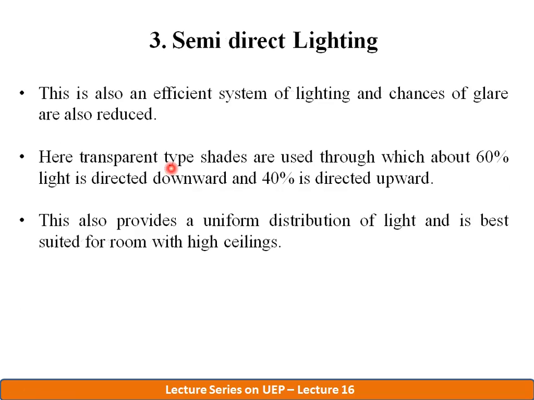Next one, semi-direct lighting. This is also an efficient system of lighting, and the chance of glare is also reduced. Here transparent shades are used, through which about 60% of the light goes directly downwards and 40% goes upwards. In direct lighting, 90 to 95% directly falls over the working plane. Here 60% of the light is on the working plane and 40% is focused to the ceiling. This also provides a uniform distribution of light and is best suited for rooms with a high ceiling.